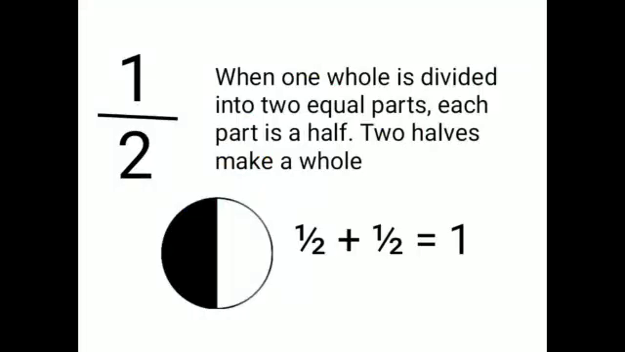1 by 2 or half. When one whole is divided into two equal parts, each part is a half. Two halves make a whole. So a circle is there which is divided into two equal parts, 1 by 2, 1 by 2. 2 halves make one whole.